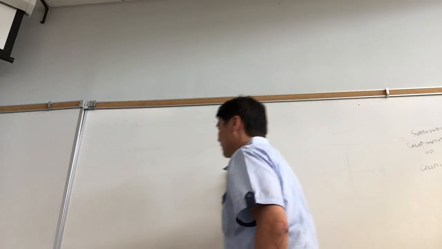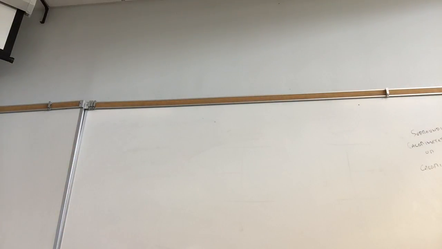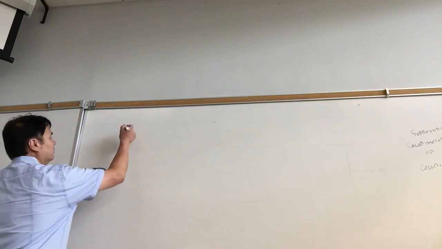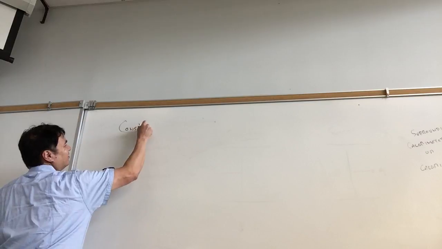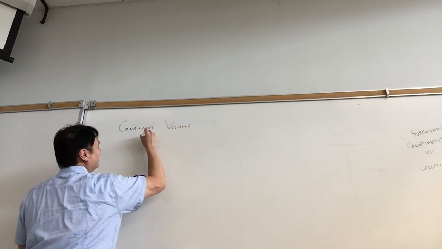So let's look at two basic designs of the calorimeter. It depends on our system. Well, what types of systems do we deal with? We deal with constant volume and constant pressure. Since we deal with those two types of systems, there are two types of calorimeters. There's the constant volume calorimeter and a constant pressure calorimeter. And so the first one we're going to look at is the constant volume calorimeter.